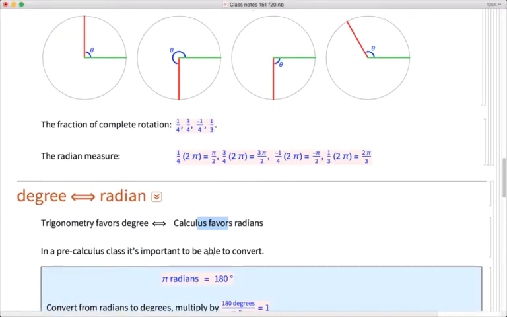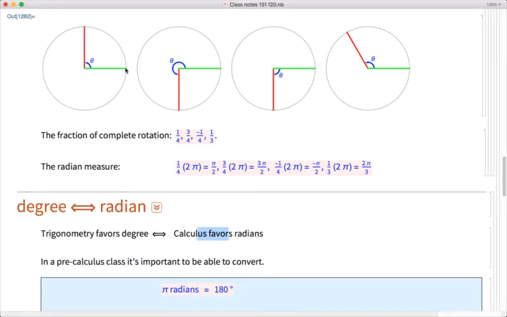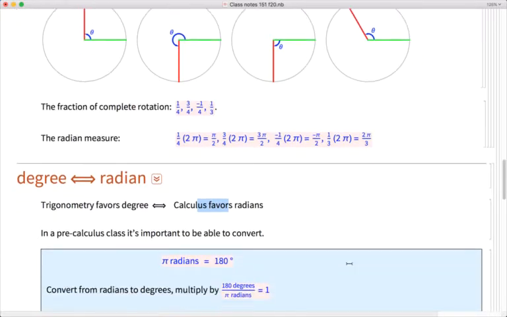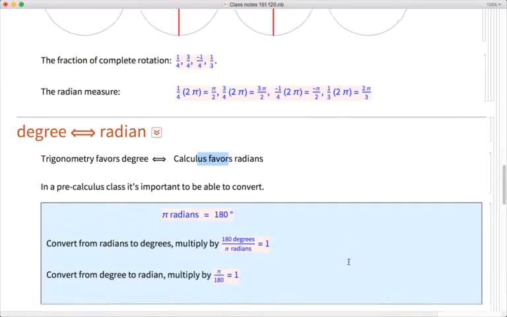The easiest way to think about this conversion is to remember that pi radians is 180 degrees. So pi radians, remember all the way around is 2 pi, so pi radians is half a rotation. All the way around is 360 degrees, so half the way around is 180 degrees, beg your pardon.